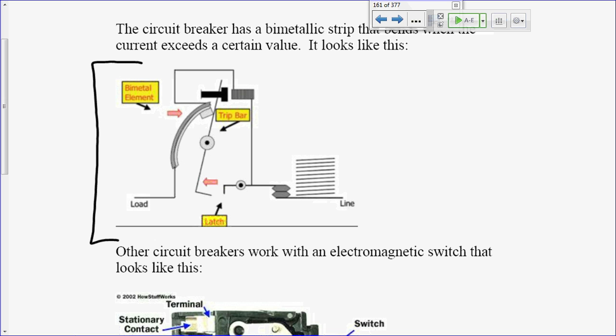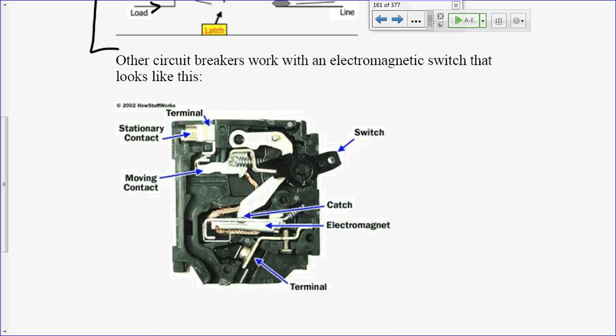I have a bimetallic strip right here, and the current goes through that bimetallic strip. If the current exceeds a certain amount, it heats up that bimetallic strip and will cause it to bend one direction or the other, and it'll turn off the switch. Most circuit breakers actually have an electromagnetic switch, and we'll talk about this next chapter. This is called a solenoid switch.